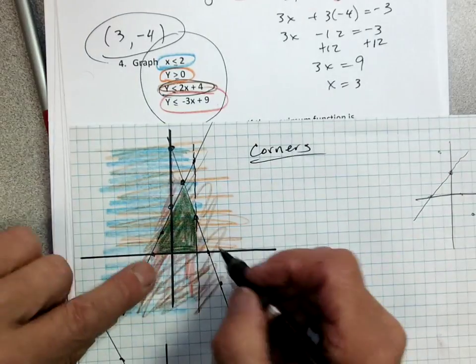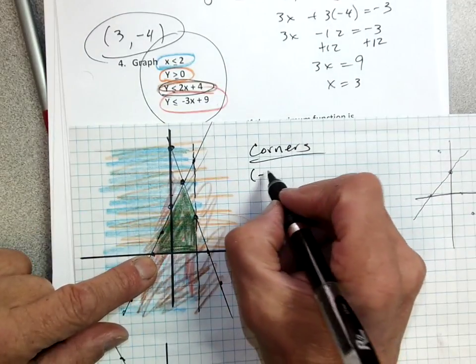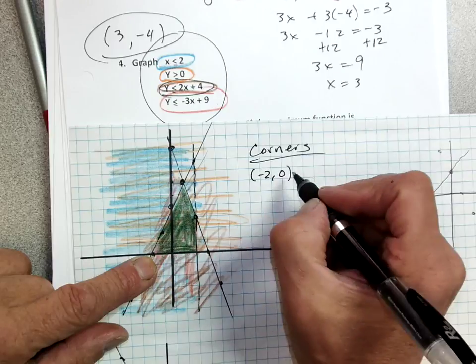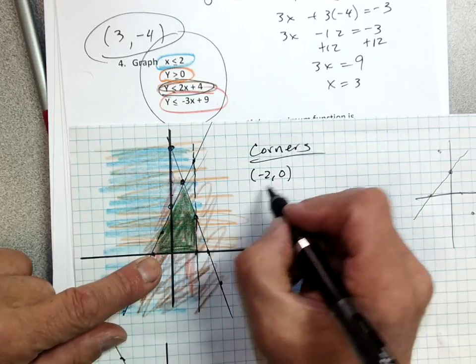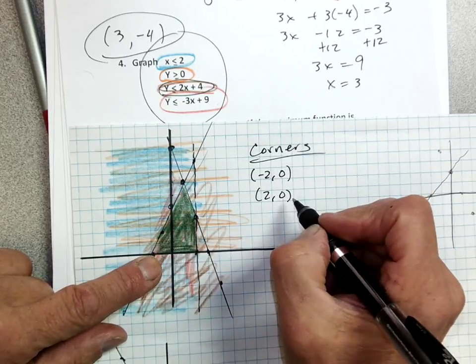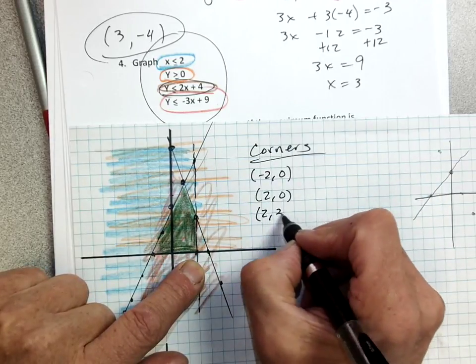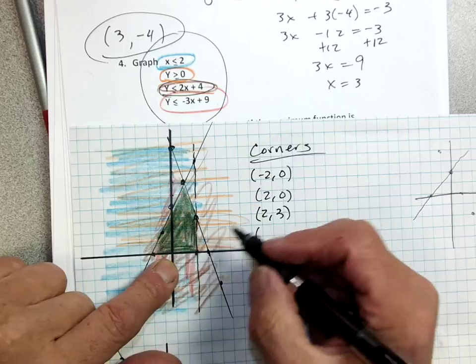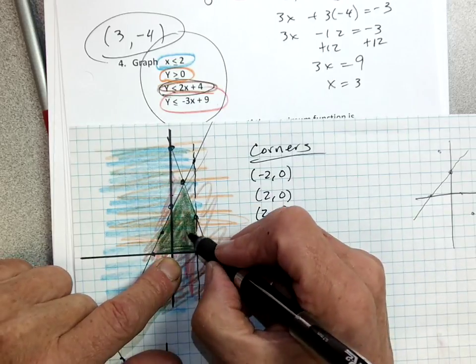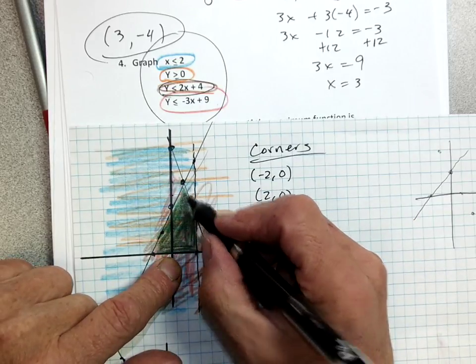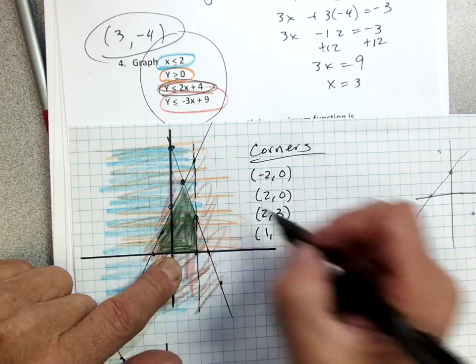And I've got a corner point at -2, 0. Got a corner point at 2, 0. I've got a corner point at 2, 3. I've got a corner point at 1, 6, counting 1, 2, 3, 4, 5, 6.